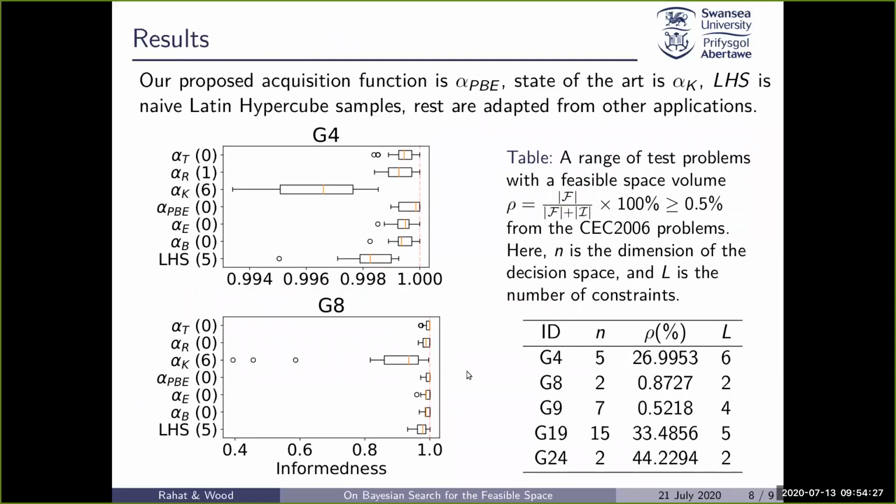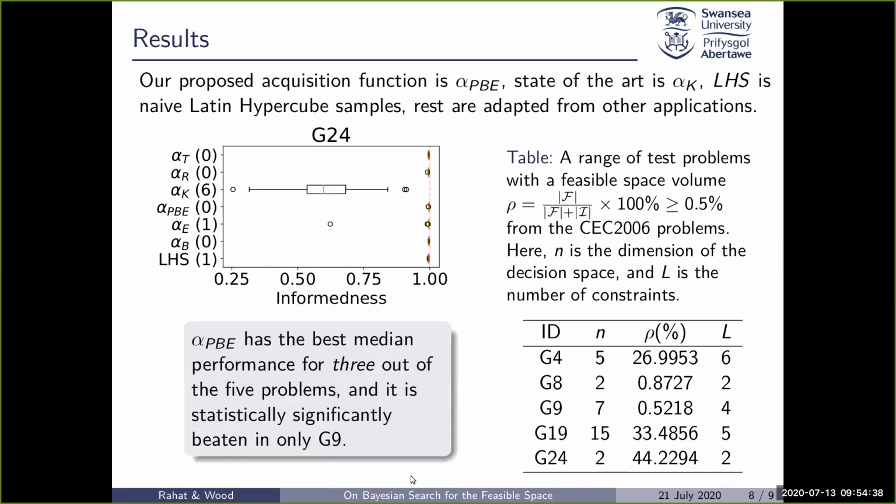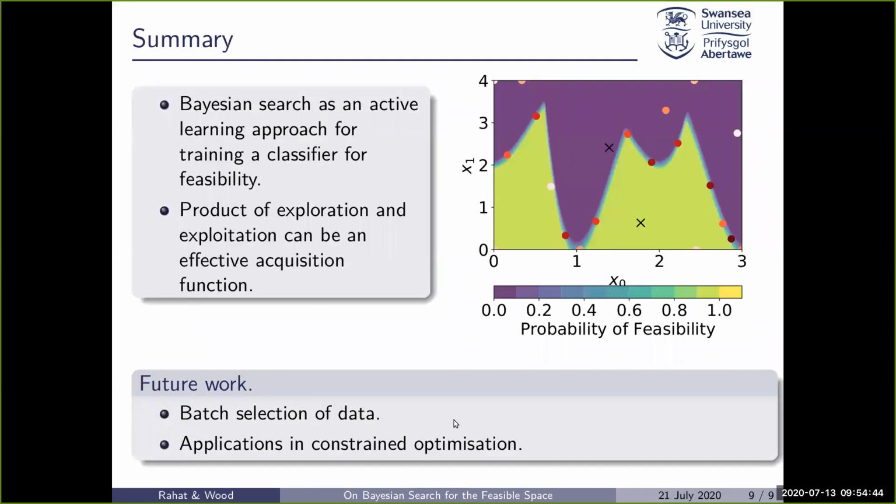We tried several test problems and several other competitive alternative acquisition functions. What we saw is that our proposed method outperformed them in 3 out of 5 problems. Next, we are going to investigate the efficacy of this in constrained optimization.